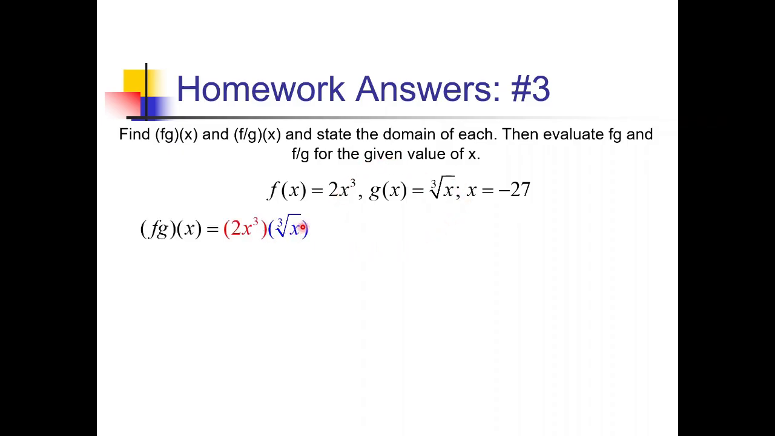Before we multiply these for real, let's make this radical into x to the 1/3 power. That way we can just deal with exponent rules. And if I add these exponents together, this is going to be 9/3 plus 1/3, which is 10/3, so 2x to the 10/3. Now let's get the domain out of this.